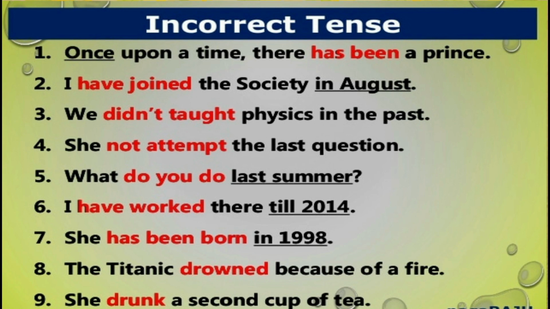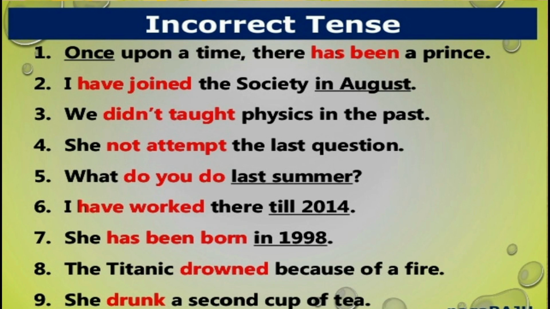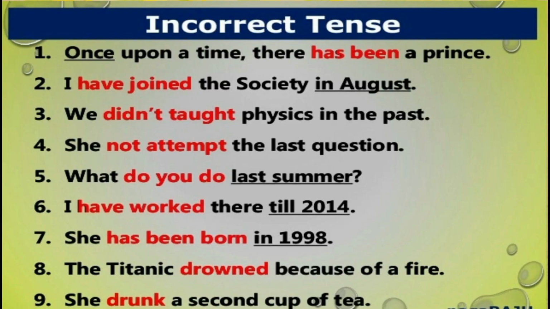Now I have worked there till 2014. Again, unnecessary use of the perfect form. I worked there till 2014. And she has been born in 1998. She was born in 1998 is enough. So she was born in 1998. She drank a second cup of tea. Not really. She drank a second cup of tea. So there are many points when we don't have to bring in the perfect form. A simple past tense or simple present tense would suffice, would be enough.